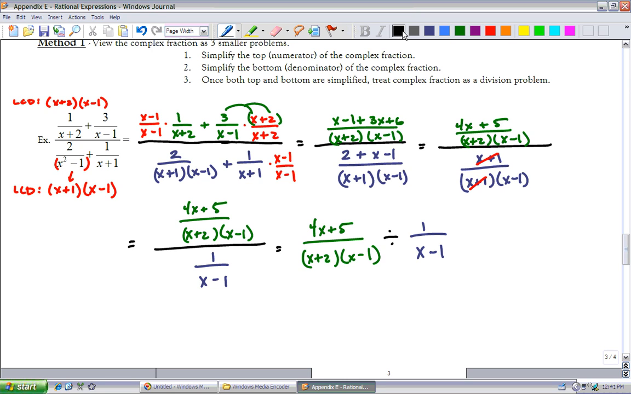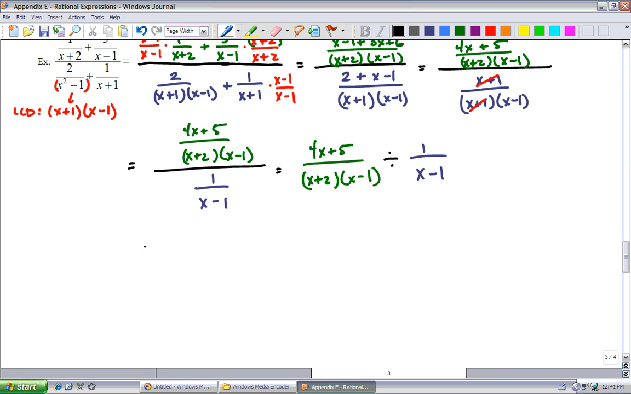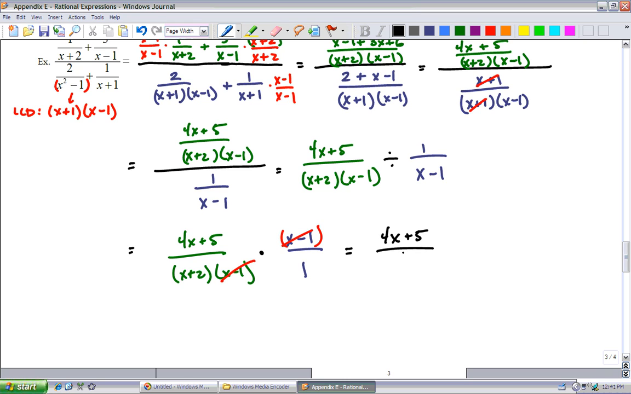Division problems can be rewritten as multiplication problems. So we could rewrite this as, again, 4x plus 5 over x plus 2 times x minus 1, times the reciprocal of our divisor, x minus 1 over 1. And then you'll see, because it's multiplication here, we can cross cancel, leaving me with just 4x plus 5 all over x plus 2. And that's your final answer.